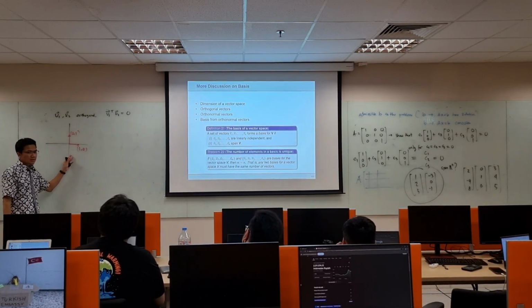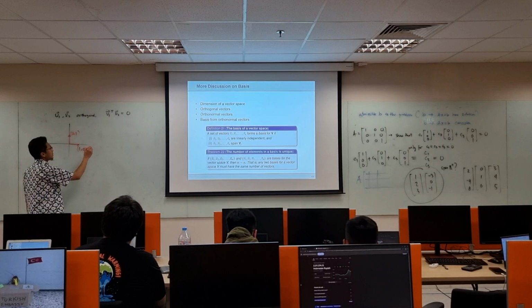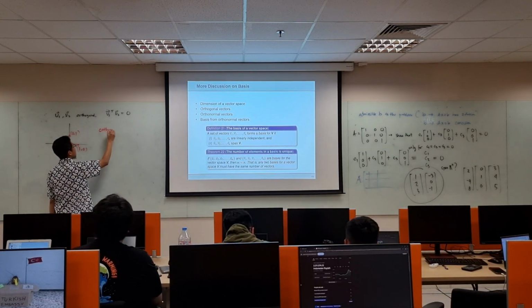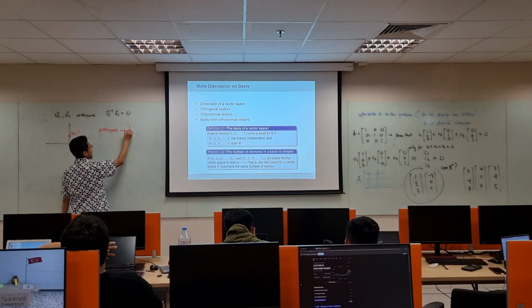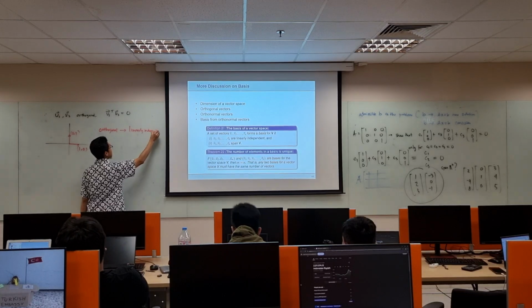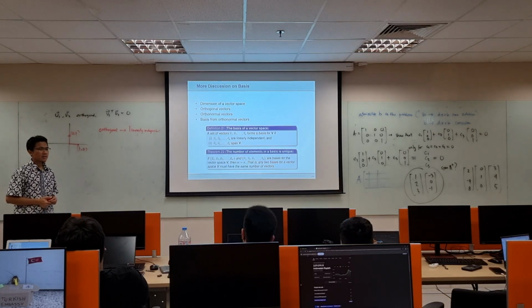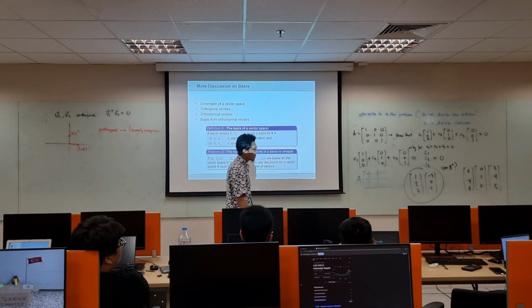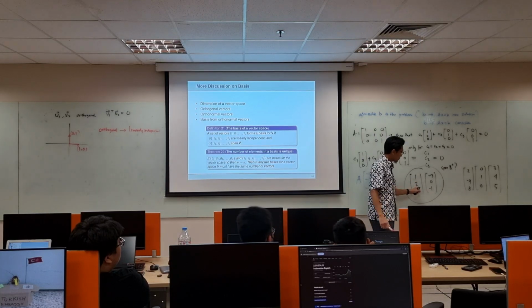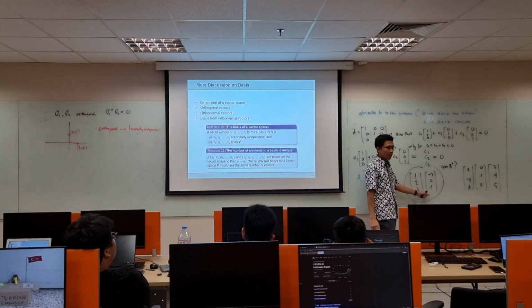So when they are orthogonal, they are also linearly independent. So orthogonal means that it is linearly independent. However, if it is linearly independent, are they orthogonal? Not necessarily. For example, take these vectors. These are linearly independent, but when you take the dot product, it is not 0.